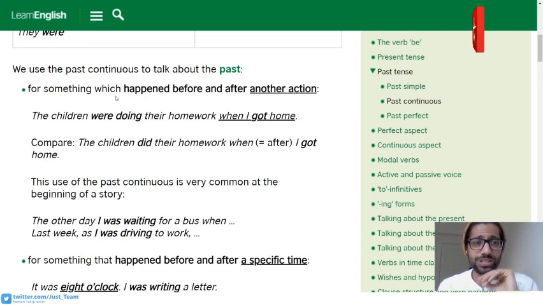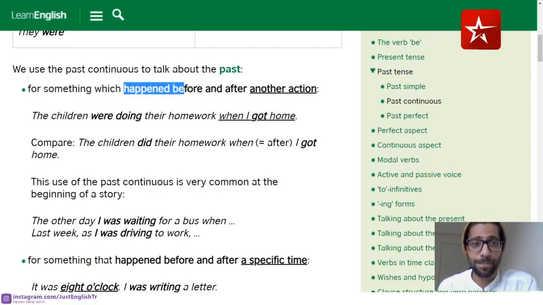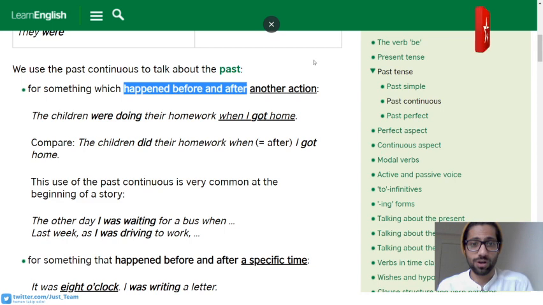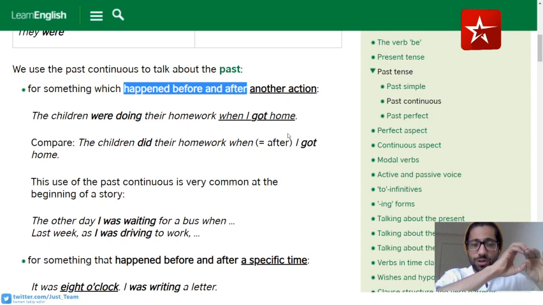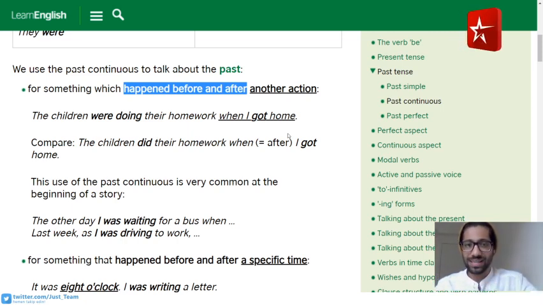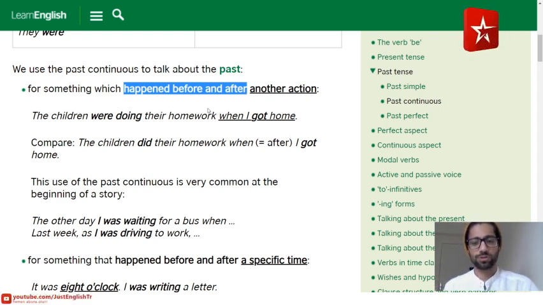So here you have something which happened before and after another action. Something happened before and after another action. So exactly what I did with the chart. The children were doing their homework. The children were doing their homework when I got home. 2 separate actions, and this one was continuing. So when he got home, he saw them doing their homework. But maybe before they were also doing their homework. So it happened before and after the man went home.